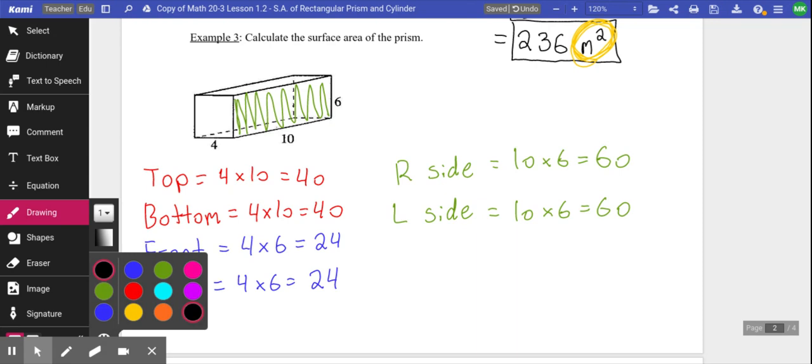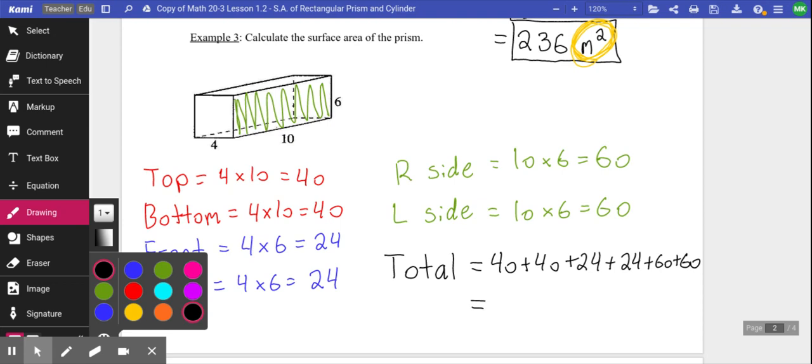Your final job is always to add it all back up. So if I'm looking at this, I'm going to say the total surface area is 40 plus 40 plus 24 plus 24 plus 60 plus 60. You should get 248. Beautiful. I see some people nodding. That helps me out. Sweet. And I know units, so it can be whatever you want. Yeah. But centimeters squared. Yeah, we'll go with that.